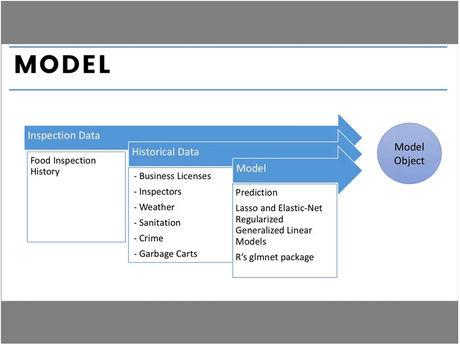So for us, what we're trying to do is combine data. We're combining inspection data. We're combining historical data, such as the business licenses, the restaurants that are allowed to operate in the city, who the inspectors are and what they've done, the weather that's been around, sanitation complaints, crime, garbage carts. And then we create an actual model. We take all that data and we put it into an analytical model to predict something.